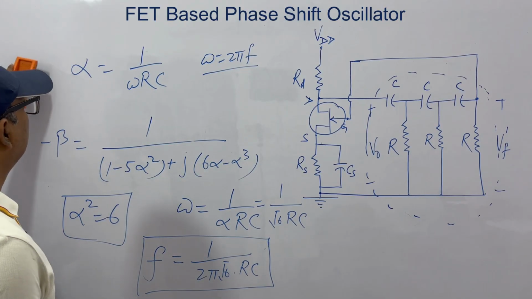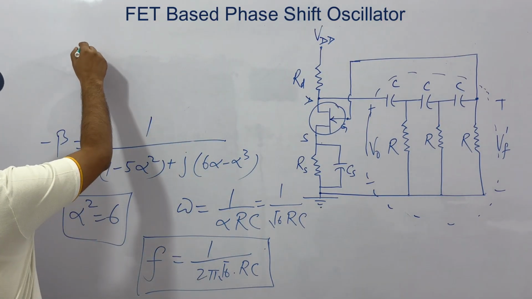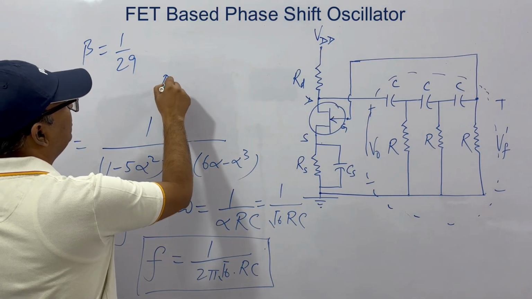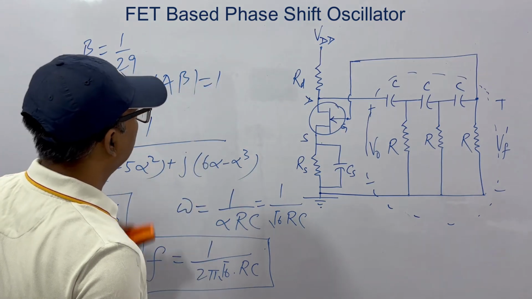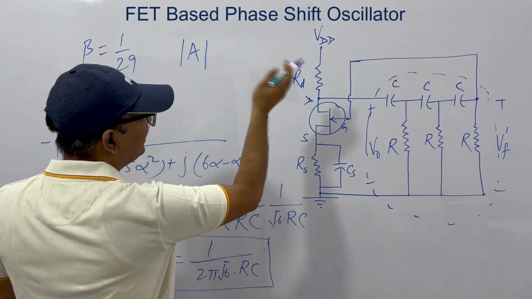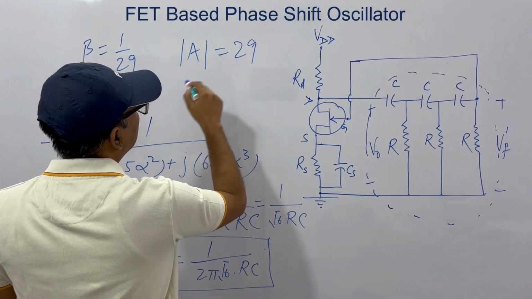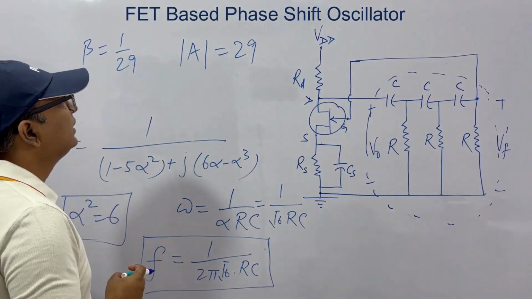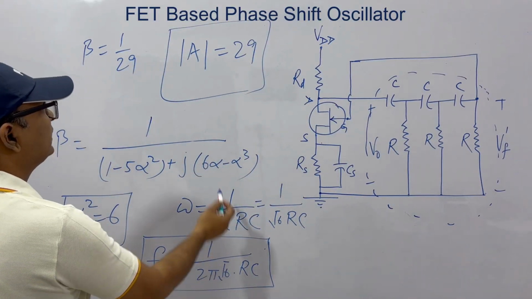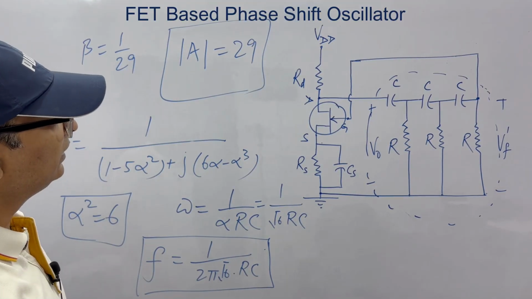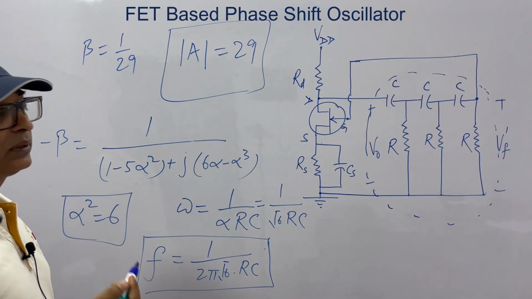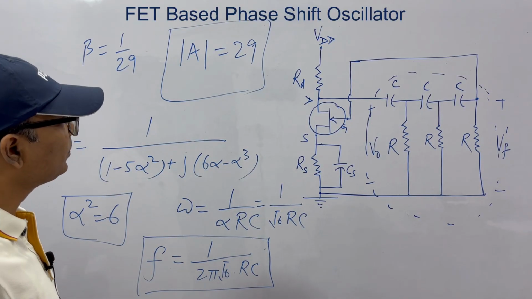From here what you get, if you put this, is beta equal to 1 by 29. So A beta equal to 1 is the criterion. From here, your amplification should be at least 29. That is, it should be a bit greater than, or at least equal to, 29. This is the condition. So the two conditions are frequency equal to this, and A equal to this. Clear? If these two conditions are met, this circuit will start oscillating at a frequency equal to this. Clear?